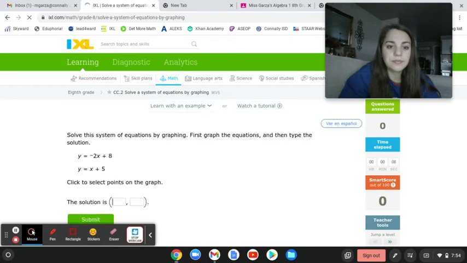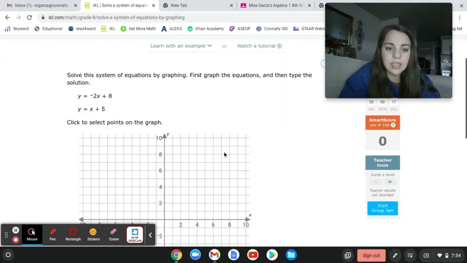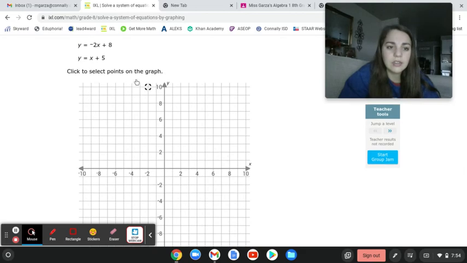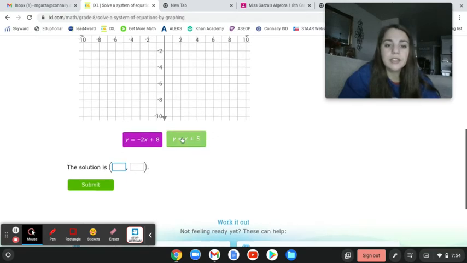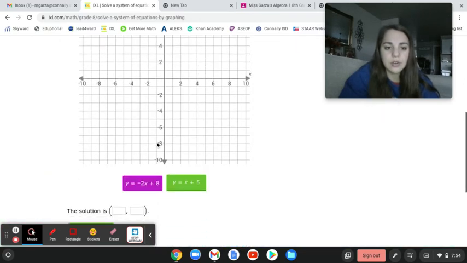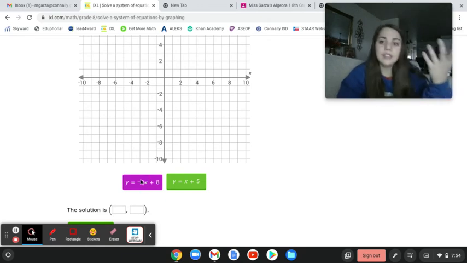All right, so you have two graphs. They are in y equals mx plus b, where the b is the y-intercept and the m is the slope. These are the two buttons for you to graph. Right now, I think this one is clicked. So y equals negative 2x plus 8. It will start drawing a purple line for us because this is a purple equation.